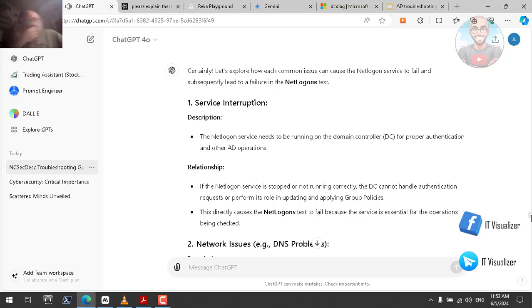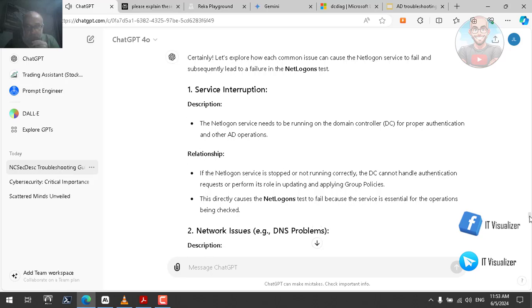Now, 1. Service interruption. Description: The Netlogon service needs to be running on the domain controller, DC, for proper authentication and other AD operations. Relationship: If the Netlogon service is stopped or not running correctly, the DC cannot handle authentication requests or perform its role in updating and applying group policies. This directly causes the Netlogon test to fail because the service is essential for the operations being checked.